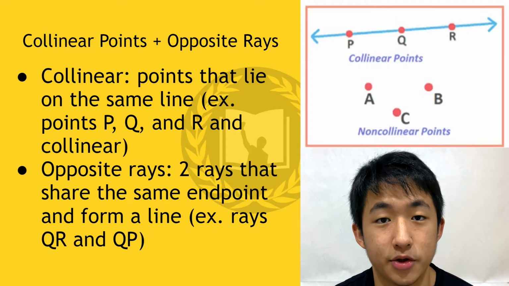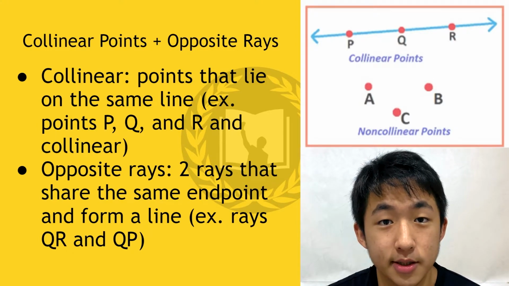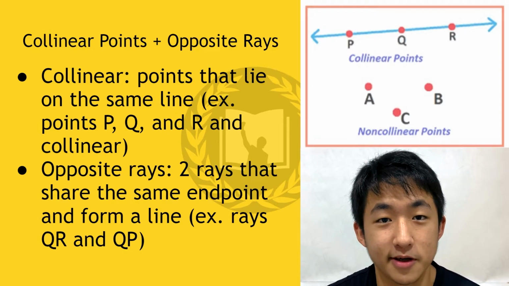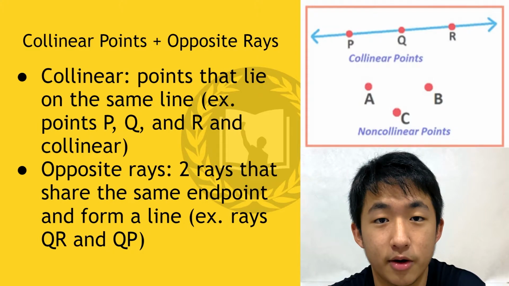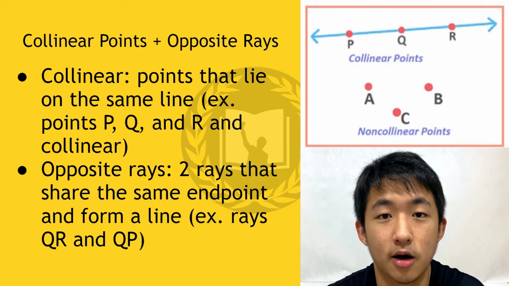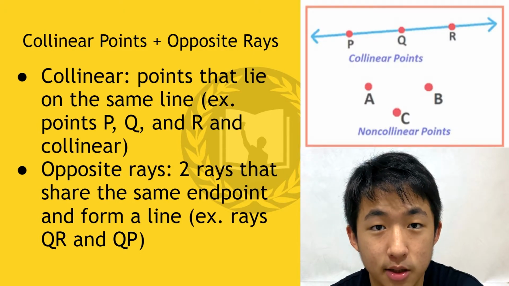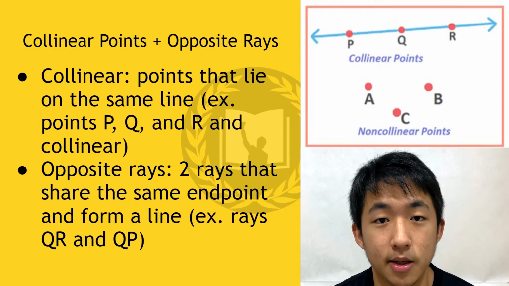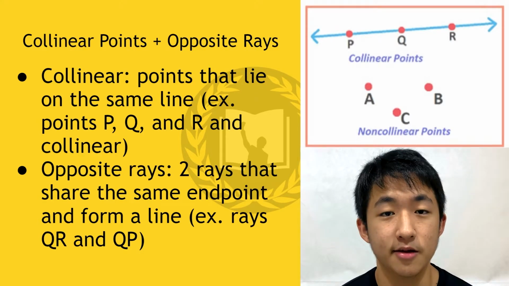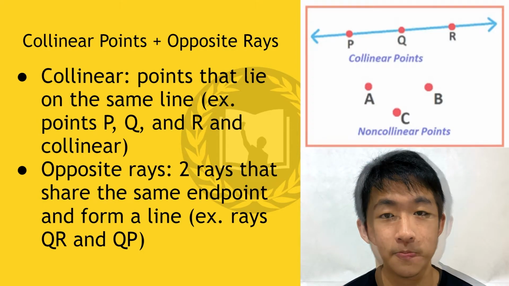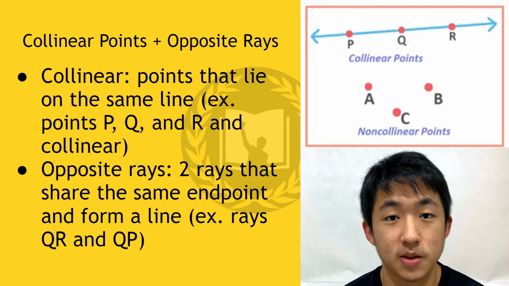Now let's move on to our next 2 concepts. Collinear points, as you guessed it, are points on the same line. Wow, thanks, Mr. Obvious. For example, as seen in the diagram on the right, points P, Q, R are collinear points. On the other hand, points A, B, and C are non-collinear. The next thing on our list, opposite rays. Opposite rays are 2 rays that share the same endpoint and form a line. As seen in the diagram on the right, rays QP and QR are opposite rays. Note that all the points on opposite rays must be collinear.